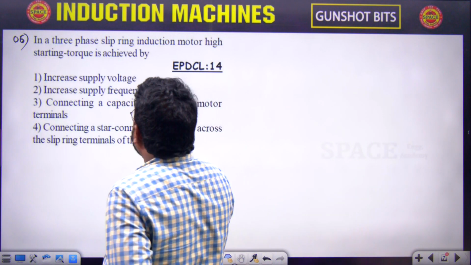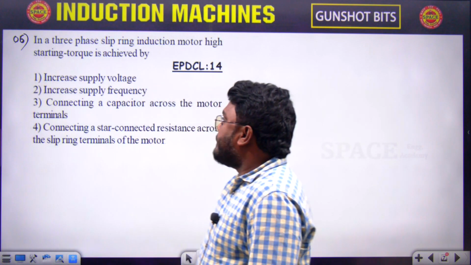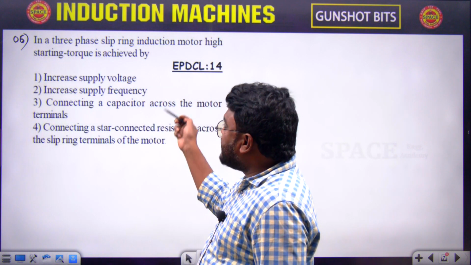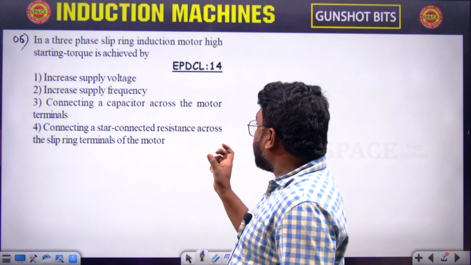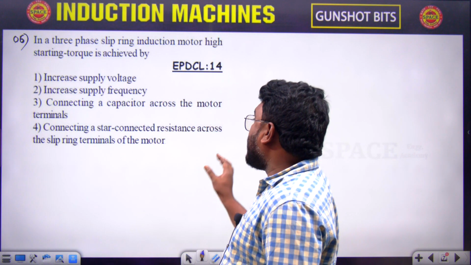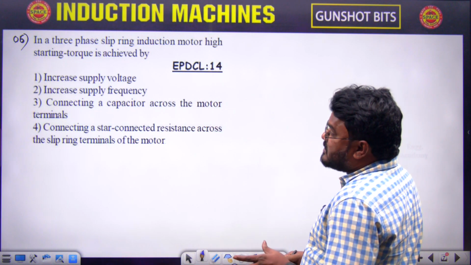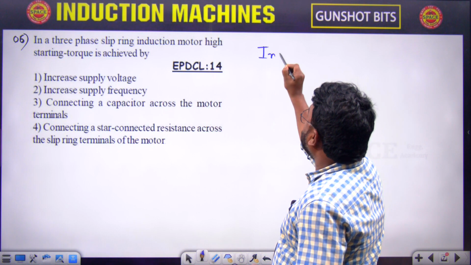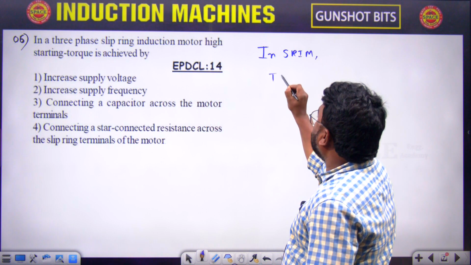In a 3-phase slip ring induction motor, high starting torque is achieved by: increasing the supply voltage, increasing the supply frequency, connecting the capacitor across the motor terminals, or connecting the starting resistance across the slip ring terminals of the motor. So this one is about the starting torque in a slip ring induction motor.